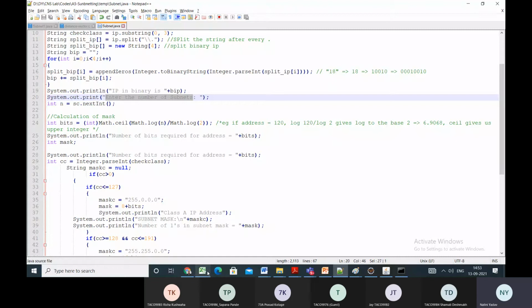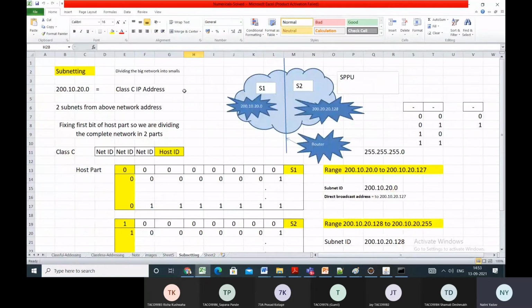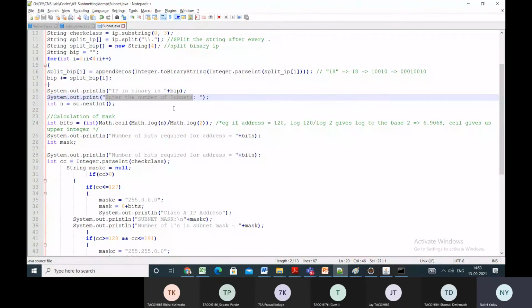Let me go to the Excel. So over here you can see what I have asked. I have said 2 subnets from the above network. So I need to divide this bigger network into 2 subnets. So like this, over here I will be asking the user to enter the number of subnets which are required, correct?